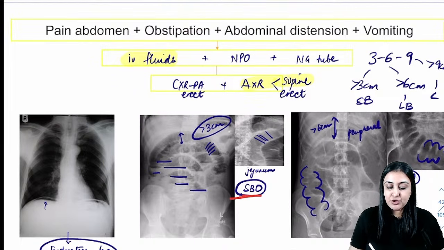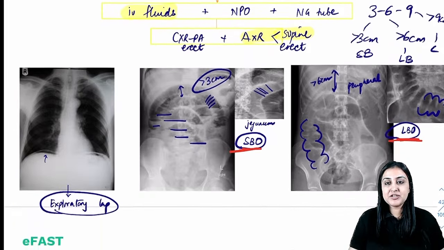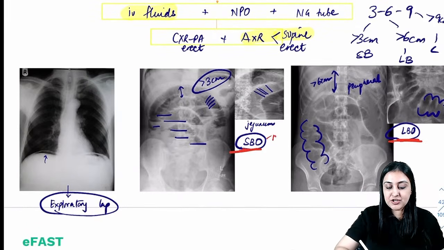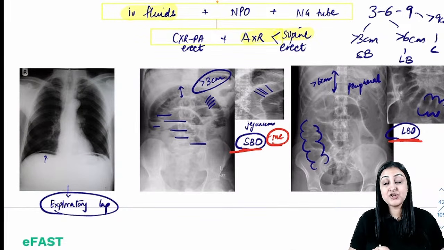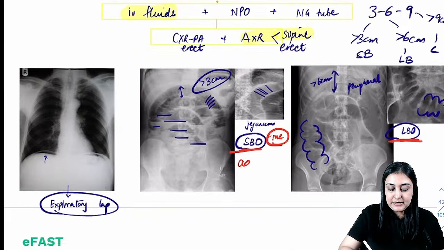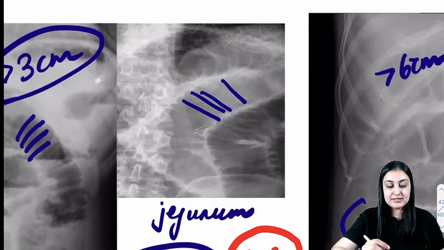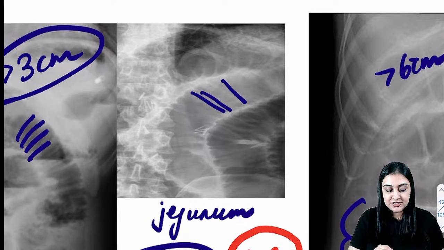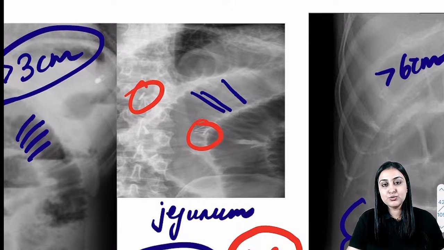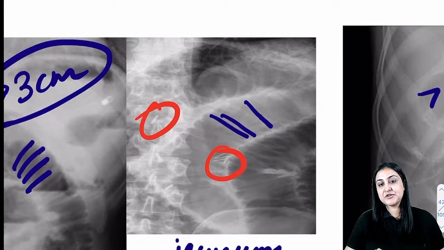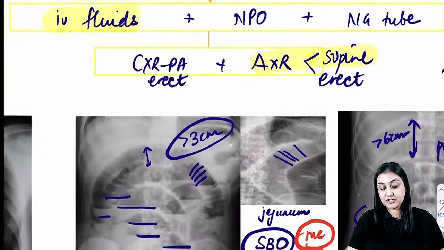Before that, what is more common? Small bowel or large bowel? Small bowel obstruction is far more common than large bowel obstruction. What is the most common cause of small bowel obstruction? It is adhesions. How are adhesions formed? Adhesions are formed because of prior surgery, right? In fact, if you look at this image again, can you find these surgical clips? Yes, to show you that this person has had some surgery before, and that is why this person is developing small bowel obstruction, right?